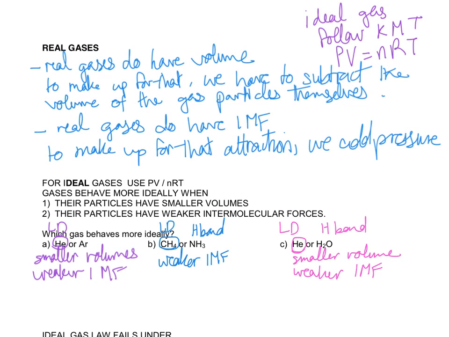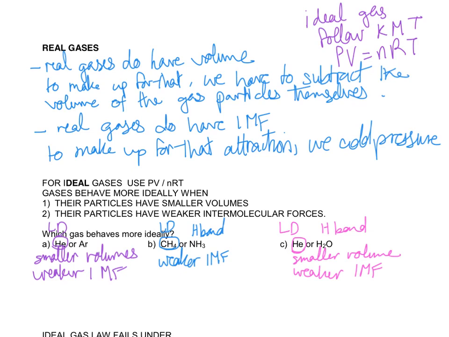So most of the time, if you're asked which one behaves more ideally, typically it will be for both reasons, that it's smaller and has weaker intermolecular forces. However, something like B, the size was about the same, or the volume was about the same, but it was the intermolecular forces that determined it. So we said that the nature of the gas itself can determine whether it behaves more ideally or less ideally.